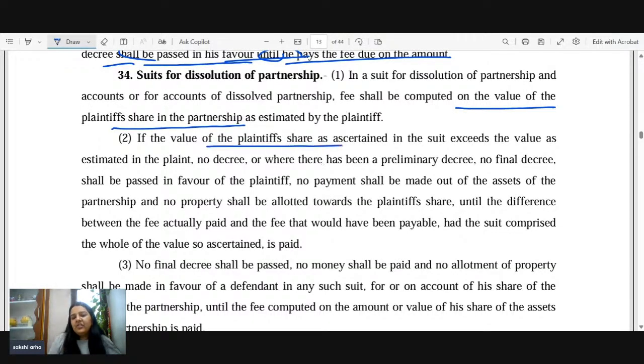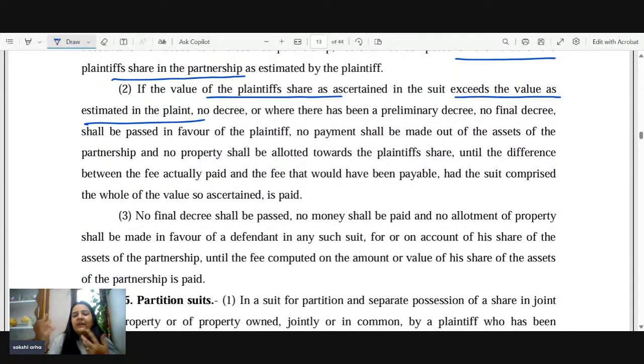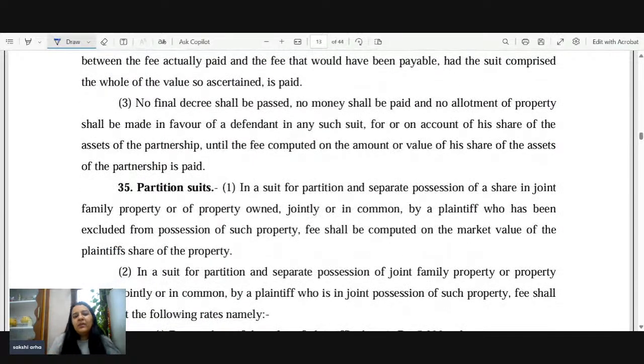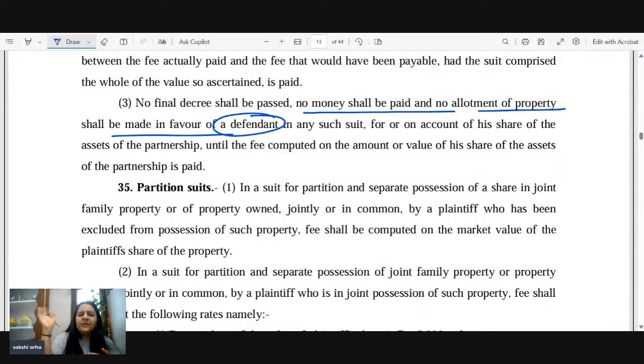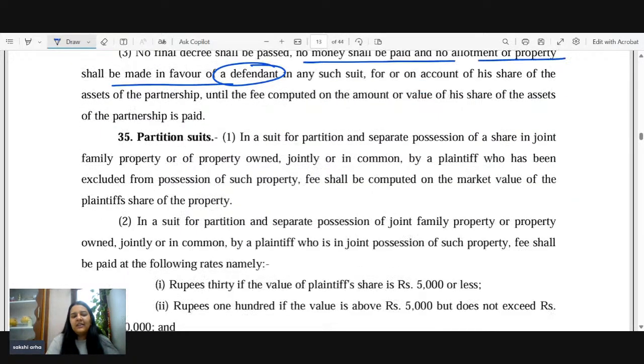अगर plaintiff का share है, okay, if the value in the suit exceeds the value as estimated in the plaint, अगर वो estimate से exceed हो जाता है, तो again वही चीज है, final decree से पहले the person have to pay that. Okay, plaintiff have to pay the excess amount, otherwise उसके favor में नहीं होगा. No decree shall be passed, no money shall be paid, no allotment of property shall be made in favor of defendant. अगर defendant को कुछ share मिल रहा है तो अगर वो fee pay नहीं करता तो तब तक उसको भी नहीं मिलेगा. Same as the earlier one.